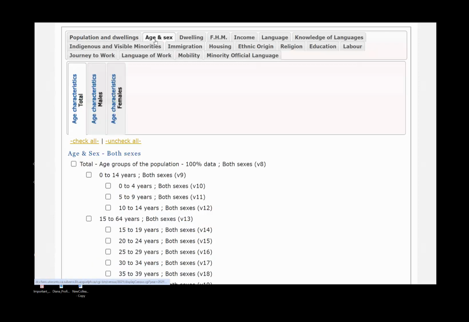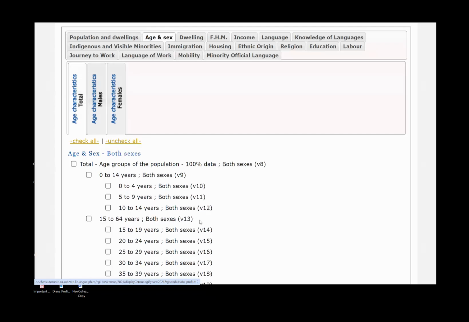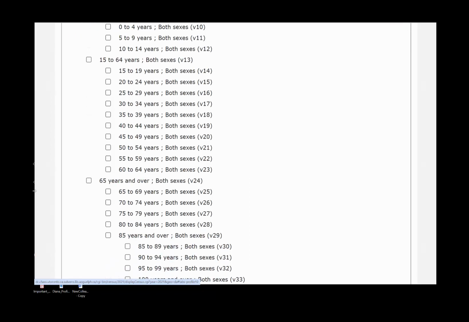Look at other tabs. You can look at population by different age groups. The first sub-tab is for both genders. You can look at just male or just female by the different age groups. Suppose I'm interested in those who are 65 years and older. For example, I want to propose an old age home. Then I will click that.